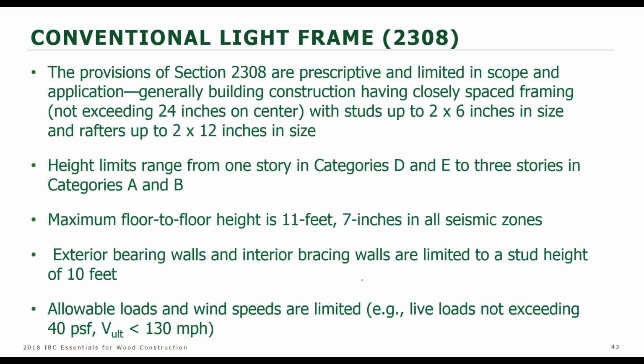I mentioned now in chapter 23, conventional light frame, 2308. This is what we have to be careful about, and you have some limits. This came from prescriptive provisions for 1 and 2 family dwellings many years ago, so it is very limited. What limits the use of this section particularly is 40 pound per square foot floor loads. So be very careful with using 2308. It is useful in some circumstances, but it has limits. And if you're in 2308 for commercial buildings, make sure you're checking those limits back in 2308.2.